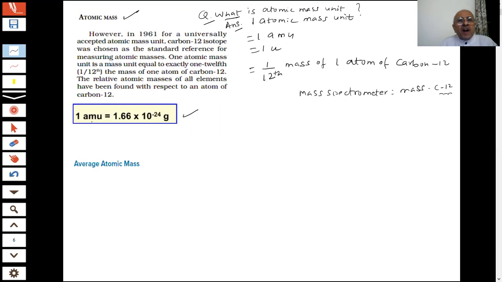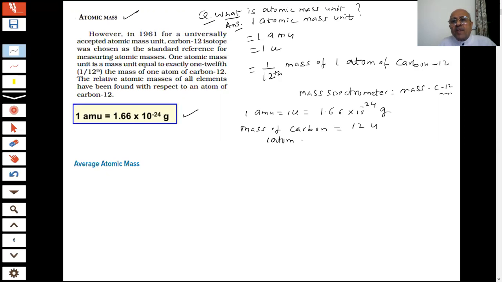That means, students, 1 AMU or 1 U is equal to how much? 1.66 × 10^-24 grams. Tell me, how small is this value? Very small. The mass of one unit is very small, students. This we call 1 U. And I say the mass of one atom of carbon is 12 U.